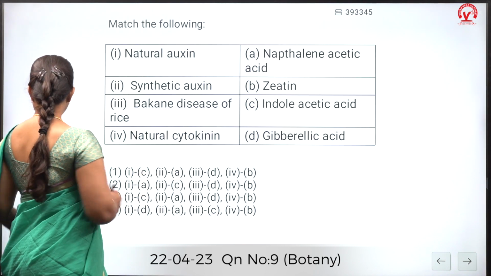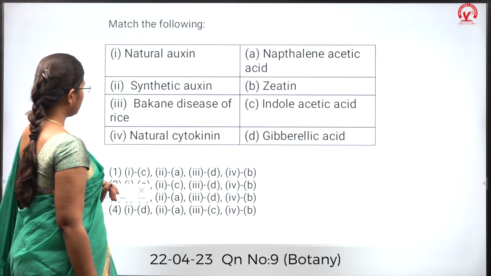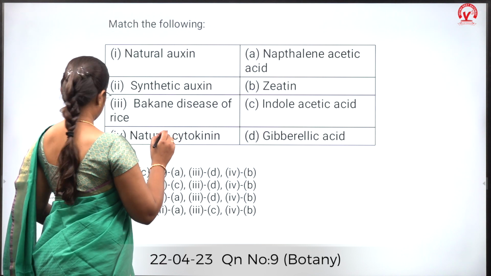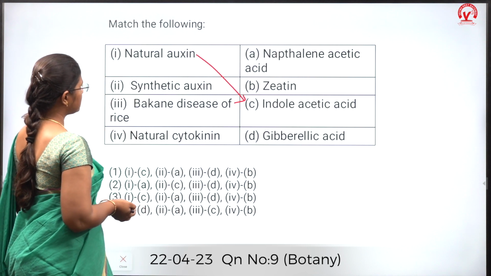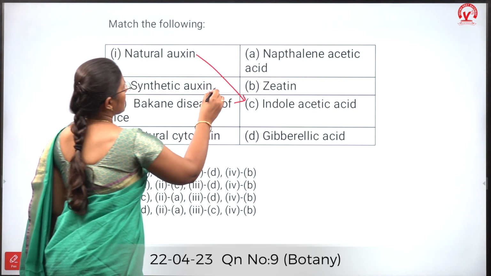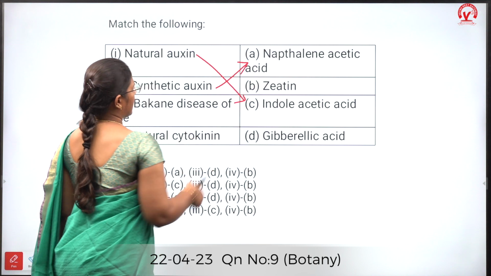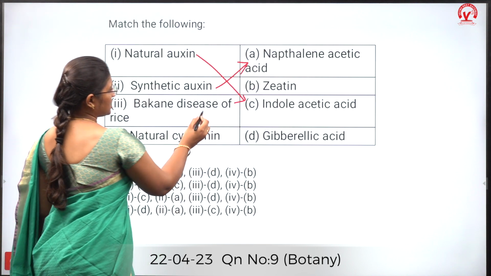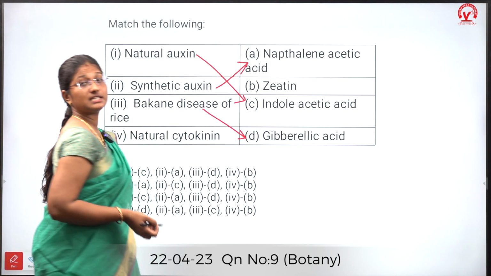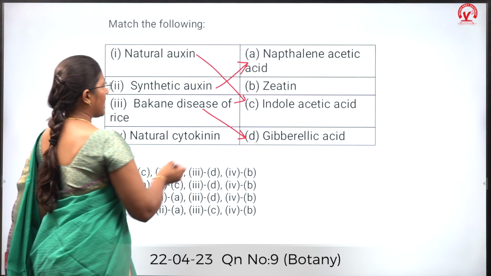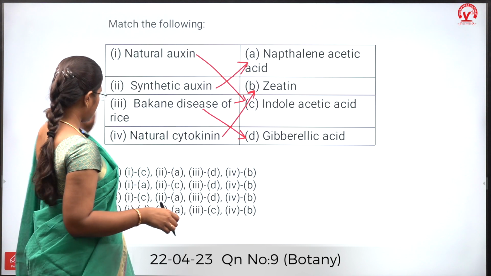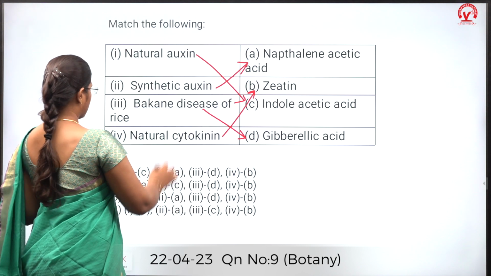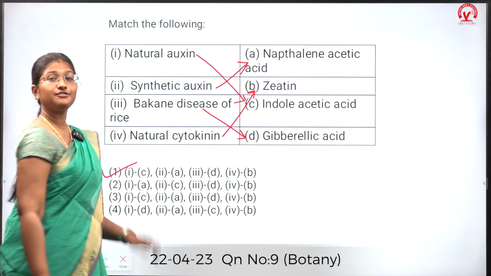So the answer would be, coming to natural auxin, IAA. IAA is a natural auxin, and the synthetic auxin is naphthalene acetic acid, and GA3, gibberellic acid, is used to treat Bakanae disease, and the natural cytokinin is zeatin. So 1C, 2A, and the correct option would be the first one.